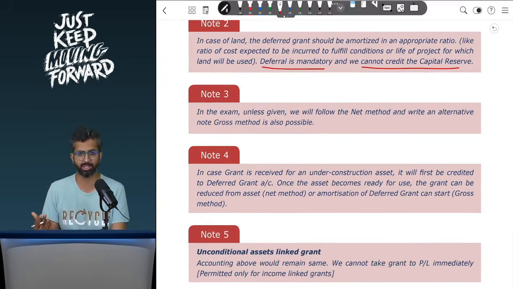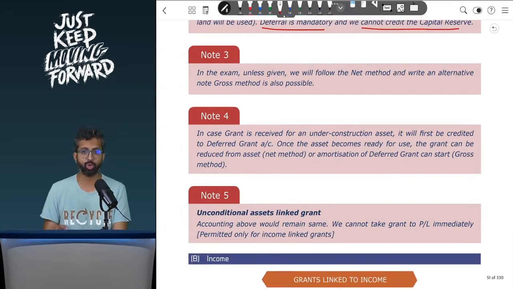Well, either of the methods can be followed with a note written for the same, though usually the net method is a little faster. Having said that, you can even follow the gross method. Either of the methods works. Now another special case would be in case there is a grant for an under construction asset.